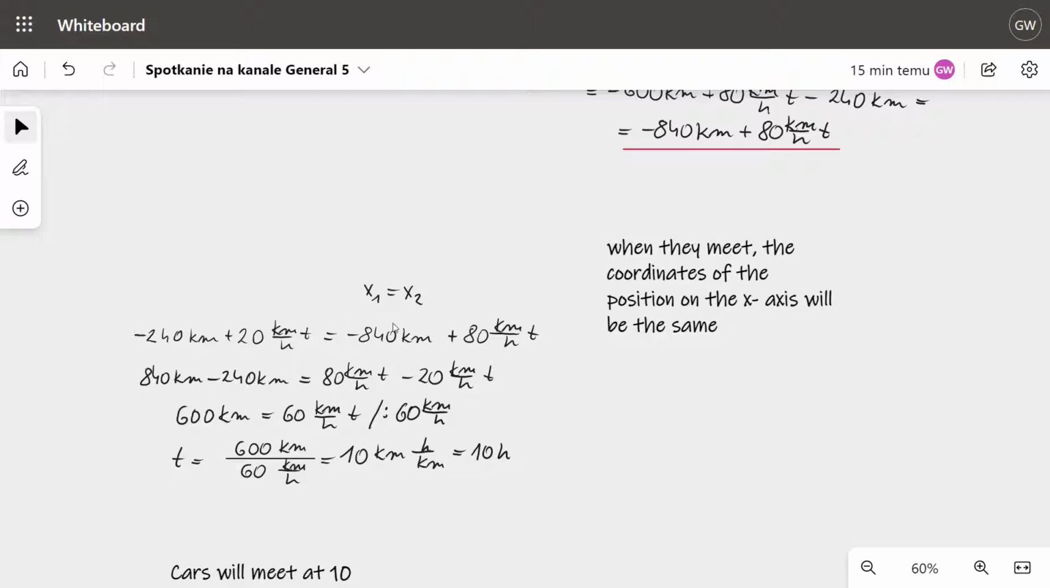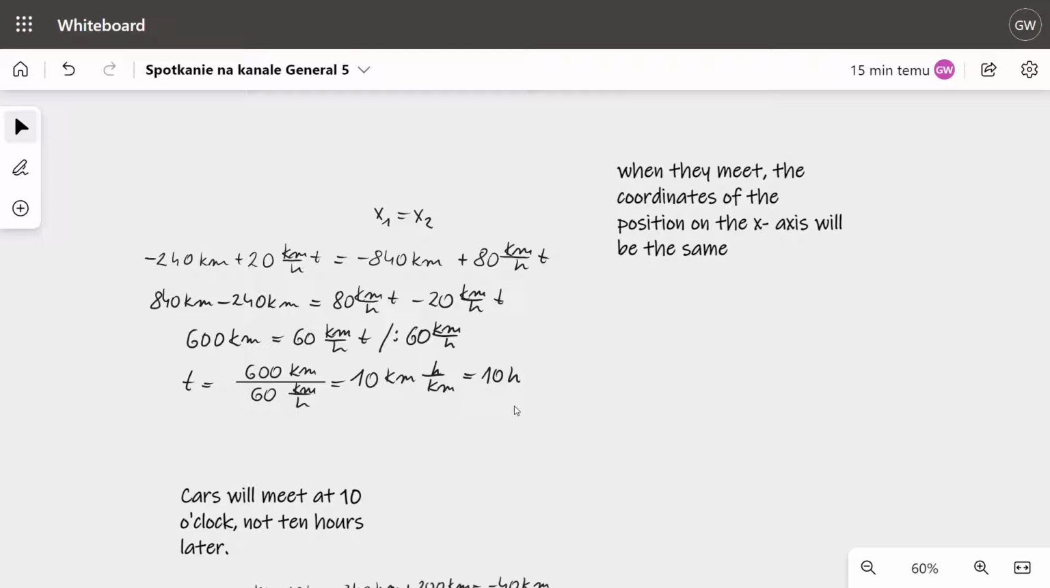Cars will meet at 10 o'clock. Not 10 hours later. First car began to move at 2 o'clock, so it has been moving for 10 minus 2, this is 8 hours. Second car departed at 3 o'clock, so it has been moving for 10 minus 3, this is 7 hours.